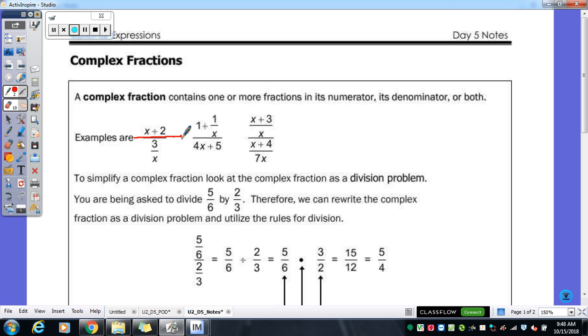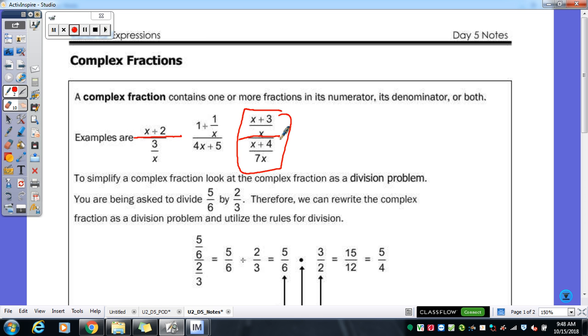Or like our second one, we got 1 plus 1 over x all over 4x plus 5. So again, you got a fraction within the fraction. Or like our last example where you have a fraction in your numerator and a fraction in your denominator. So what we're going to do with our complex fractions is we want to get it down so that they actually end up looking like this third one here, so that you have a fraction over a fraction.